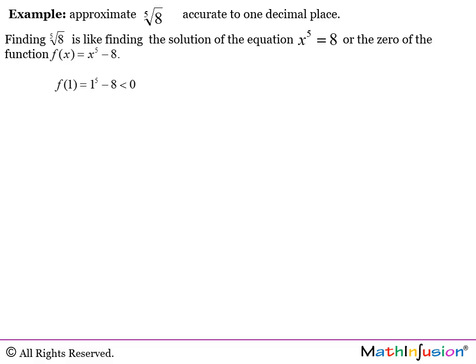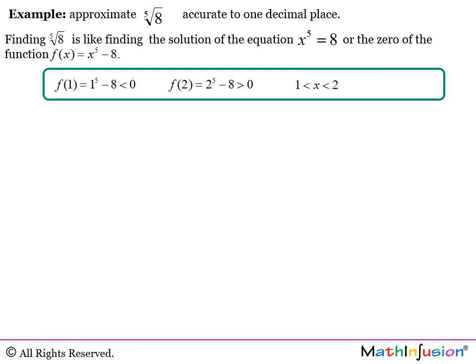We notice that f of 1 is less than 0 and f of 2 is more than 0. The function is a polynomial, which means it is a continuous function. And we also see that it changes sign on the interval between 1 and 2. It means that the fifth root of 8 is between 1 and 2. So it's okay to start with the first value of x, x1, to be 1.